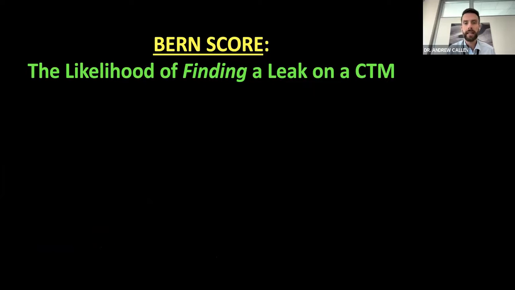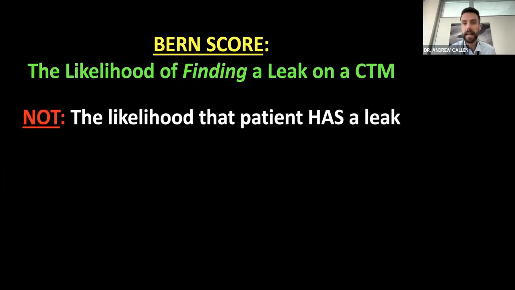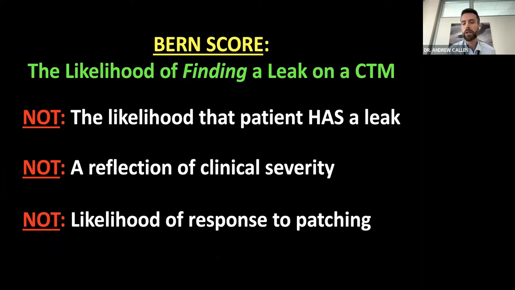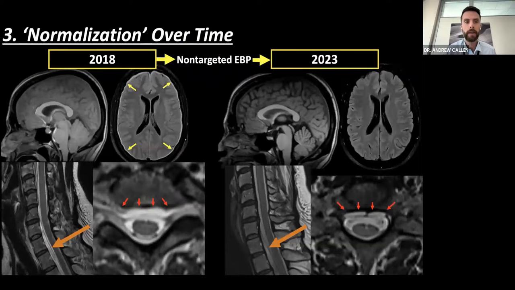I want to remind us all that the Bern score is the likelihood of finding a leak on myelography. It is reflective of the inherent sensitivity of that test. It is not the likelihood the patient has a leak. It is not a reflection of the patient's clinical severity. It is not the likelihood the patient will feel better if we patch them. It is simply a probabilistic score of whether or not our test will find a treatable, localizable finding.